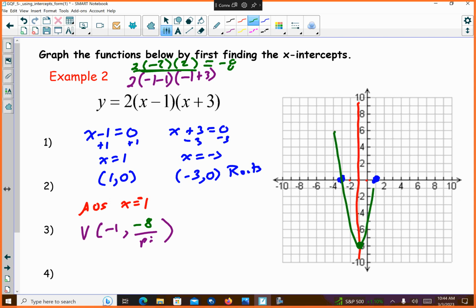And there's my parabola. The reason why this opens up is because that's a +2.